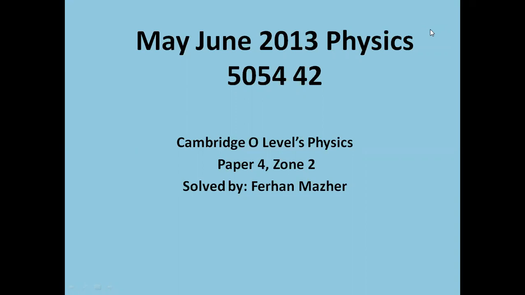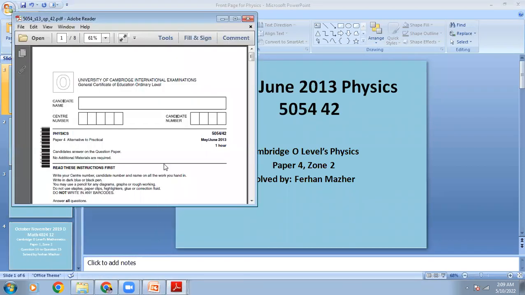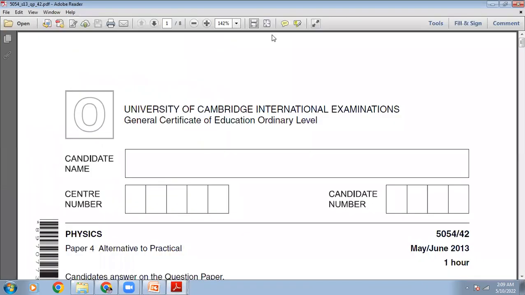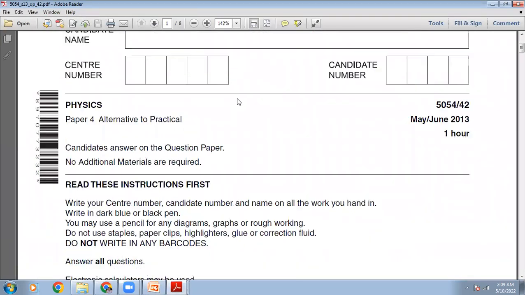And today, we have set our hearts to solve an ATP paper, and we have selected the May June 2013 paper 4. This paper belongs to Zone 2, or Variant 2. The time allowed for this paper is 1 hour. So let's start this paper. So here we go. The May June 2013 4-2 paper.